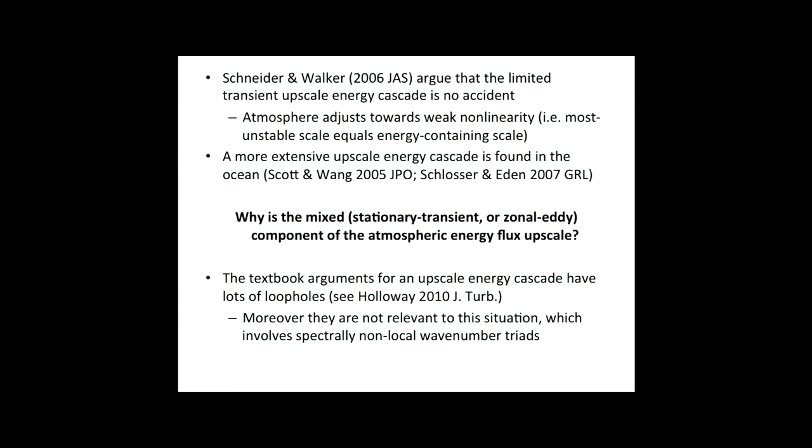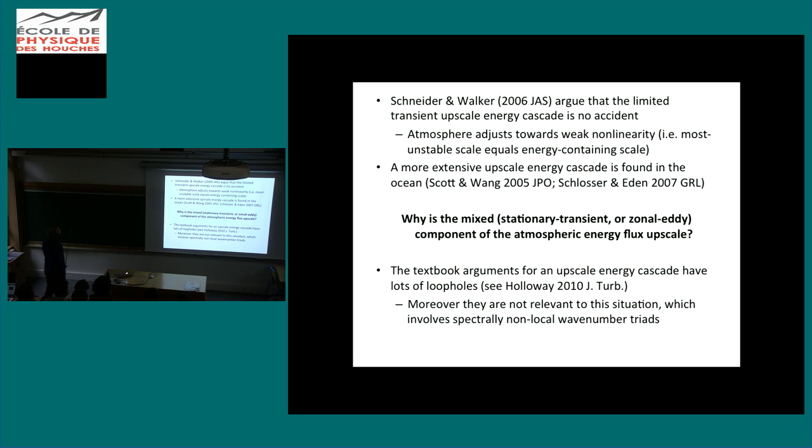So it makes you rethink, how do we apply 2D turbulence to the atmosphere? Now Schneider and Walker argued about 10 years ago that this limited transient upscale cascade is no accident, and actually the atmosphere will adjust toward a weak nonlinearity, they called it, where essentially the most unstable scale equals the energy containing scale.